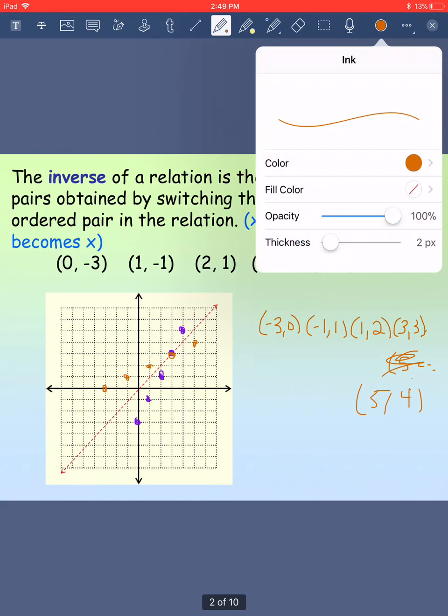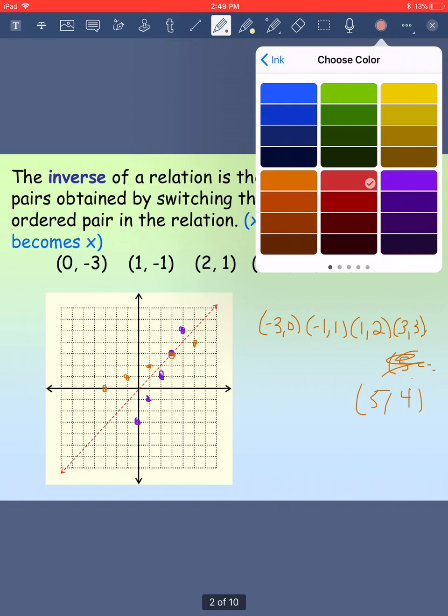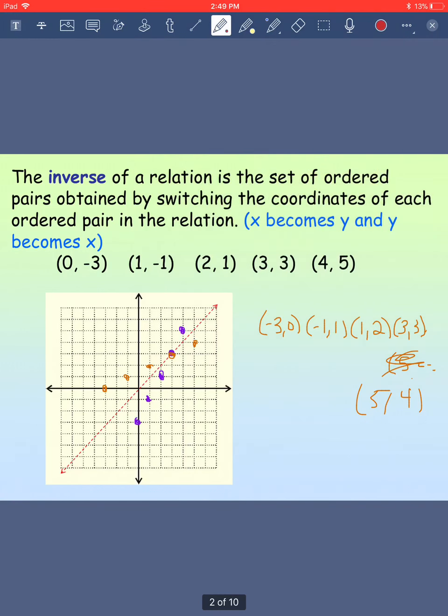What's special about the inverse, and you can see it here, I have the imaginary line y equals x graphed. Your inverse will always reflect across the line y equals x. So inverses reflect across y equals x. If it reflects across any other line, then it's not an inverse. So it has to reflect across that imaginary line y equals x.